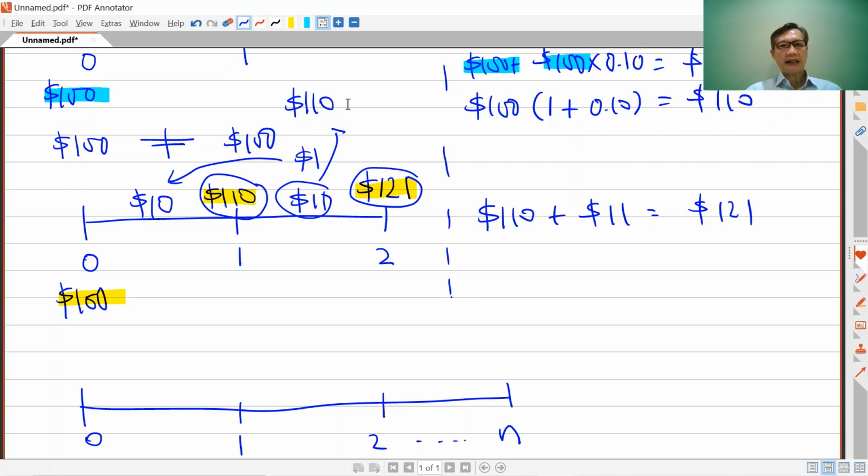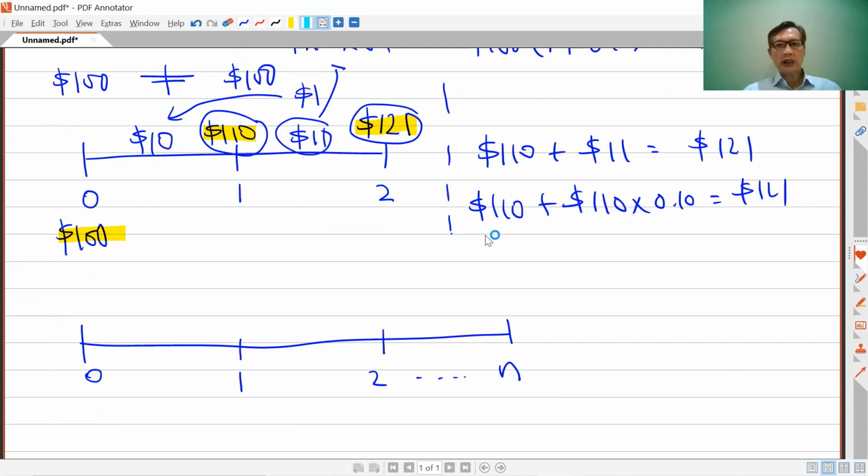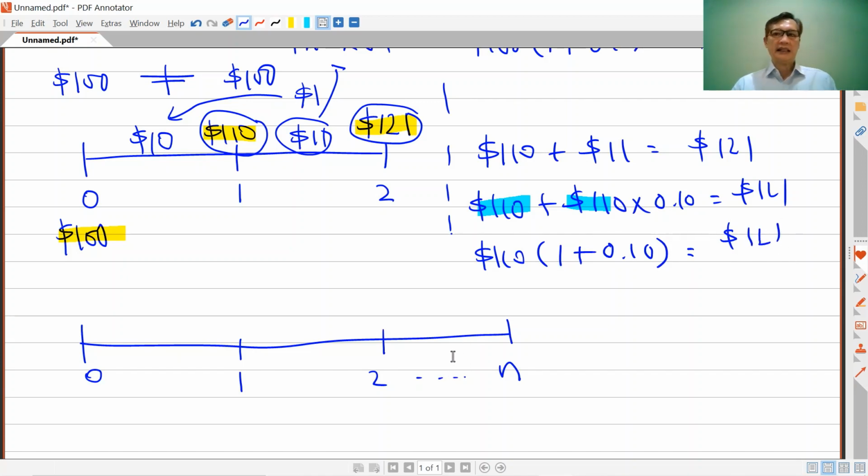110 at the end of 1 year, and then multiply by 0.1, you have $11. Put it back again. This is 110, and this is also 110, multiplied by 0.1, 121. So again, we can factor out this 110. The first one is a 1, and then you plus the 0.1, that's where you have, at the end of 2 years, the 121 here.